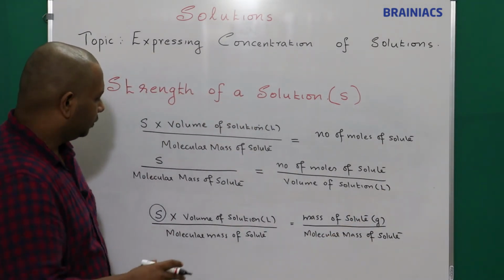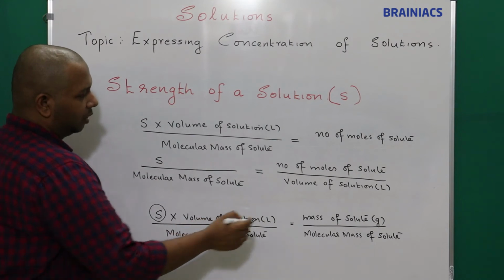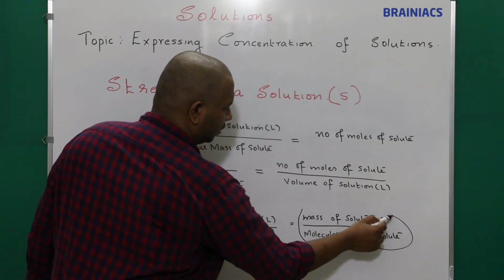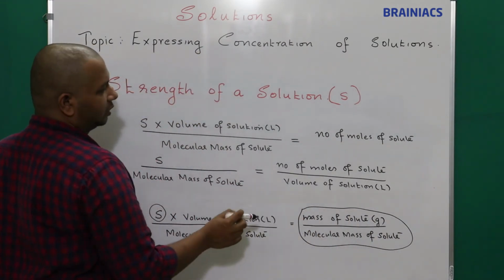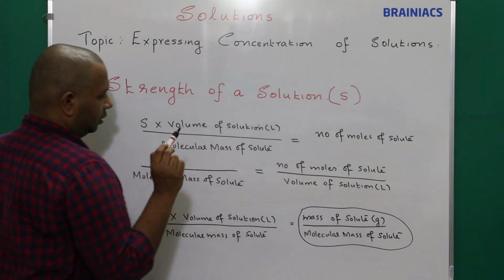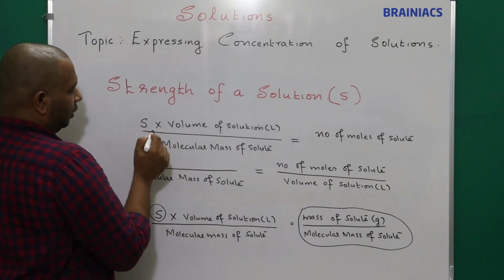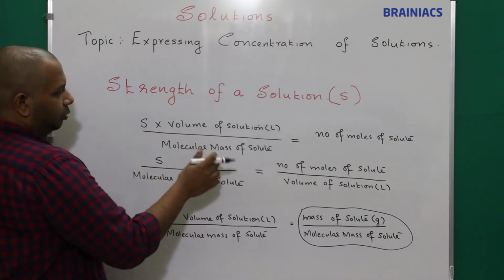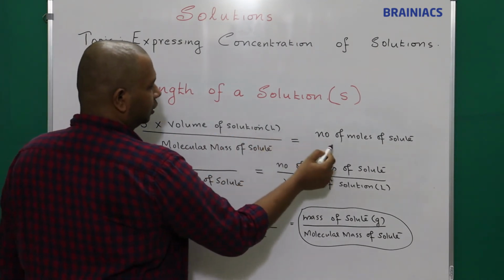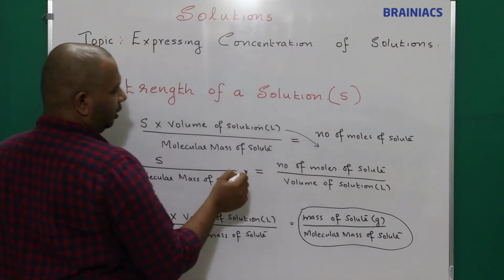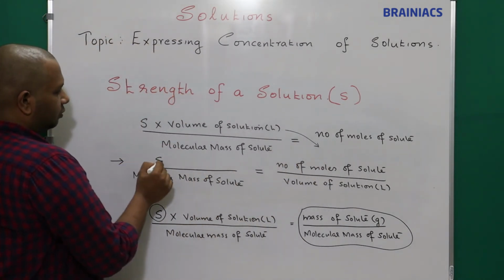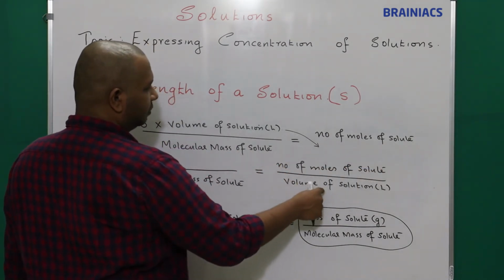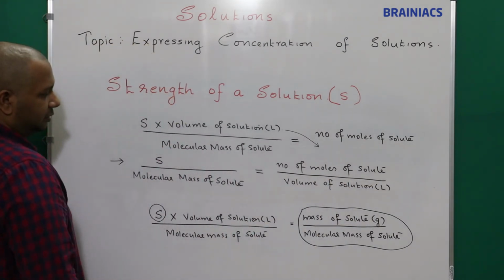So if you see here, what I am trying to do is mass of the solute divided by molecular mass of the solute. This term represents the number of moles of the solute. Here I am retaining the same strength of the solution into volume of the solution divided by molecular mass of the solute. Now you could see I am taking this volume of the solution to the denominator. In the next step, strength of the solution divided by molecular mass of the solute is equal to number of moles of the solute divided by volume of the solution in liters.